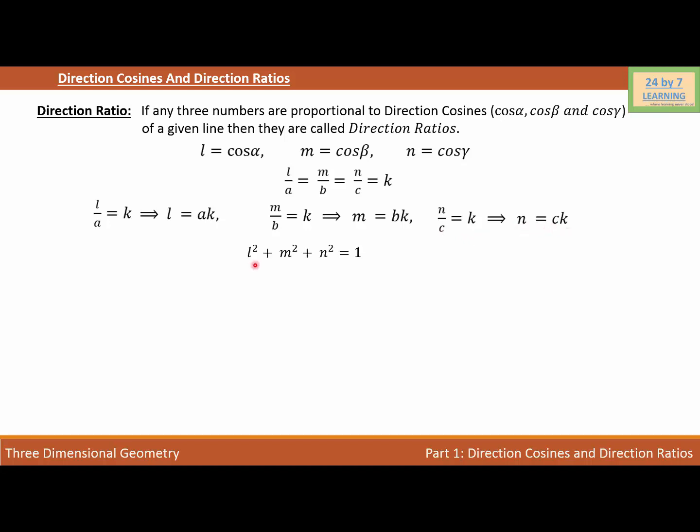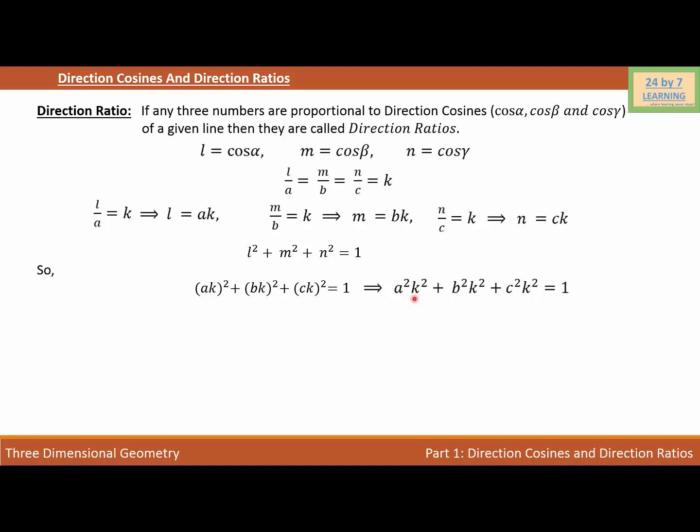If you remember, we discussed this relation in the last lesson, which is L square plus M square plus N square equals 1. So I'm going to substitute the values of L, M and N in this equation. I will write (AK) square, which is L, plus (BK) square, which is M, plus (CK) square, which is N, and that is equal to 1. If I simplify, I will write A square K square plus B square K square plus C square K square, and everything is equal to 1.